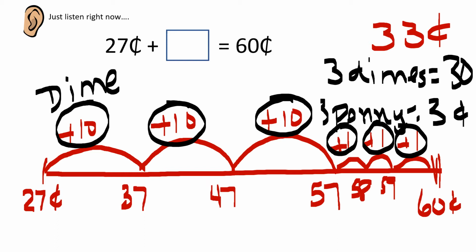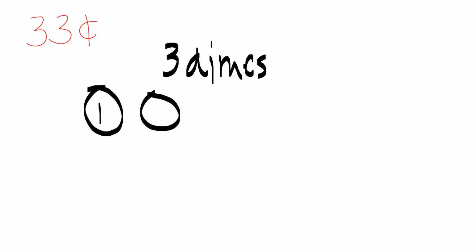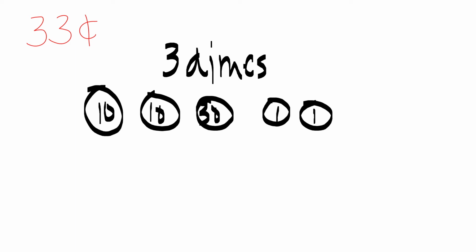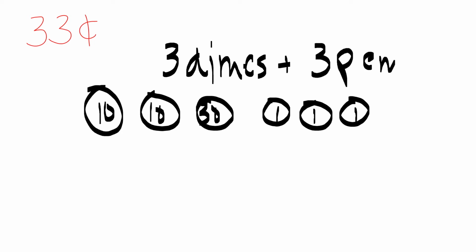But I'm wondering if that's the only way we could think about it. Now that we know that he lost 33 cents, and we know that 3 dimes, 10, 20, 30, and 3 pennies make 33 cents, what else could we do?